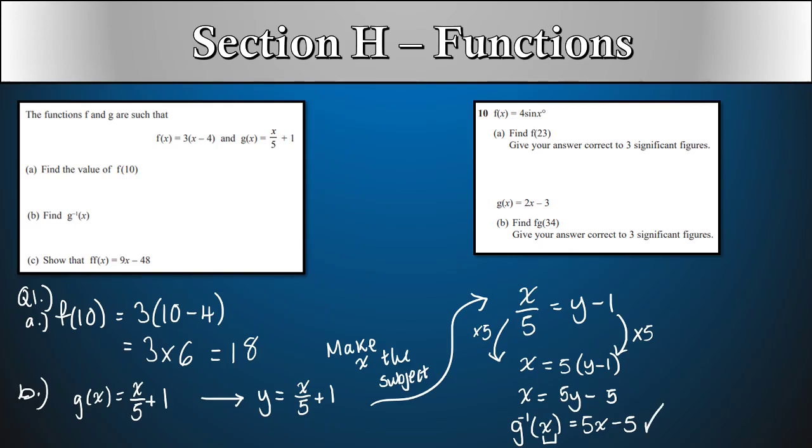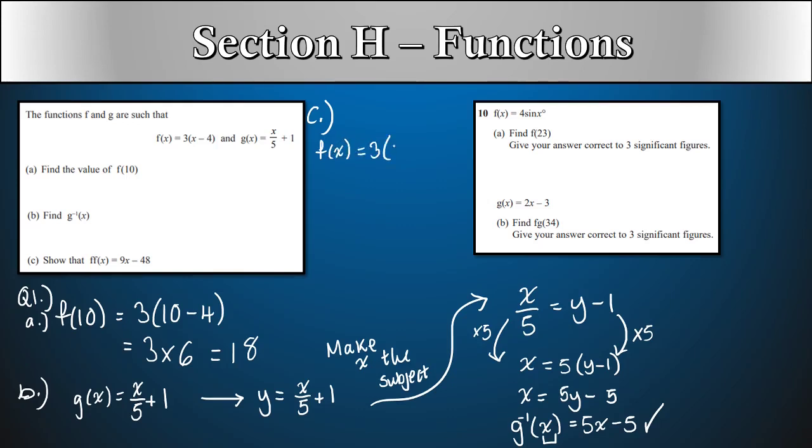So nice and straightforward. Part C, a little bit more work to it. Let's do that up here. So this is the composition of functions. So f is going back into f of x. Now we know what we need to get at the end. We need to get 9x minus 48. So we'll know whether we've got it right or wrong when we've done the question.